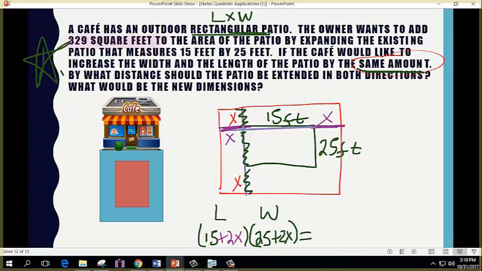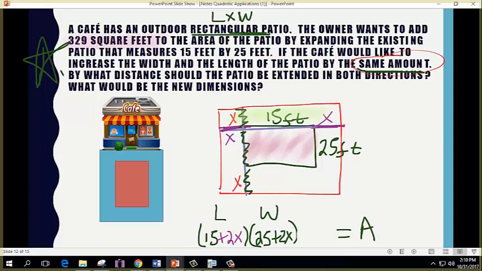So that's your area. But here's the deal. The owner wants to add 329 square feet to this. So the deal is, we know that this amount is area. And this is where this is super tricky. And I apologize, but it just is what it is. So we have our length times width. We have to take this part out because we do not want to compensate for this part.